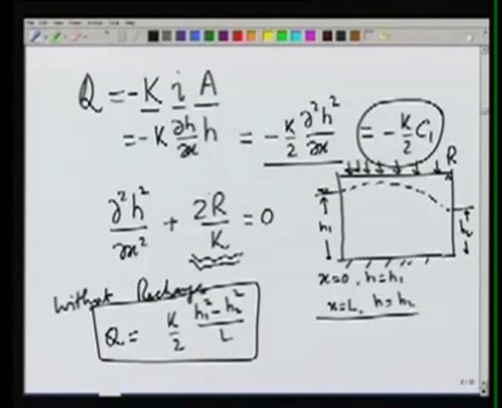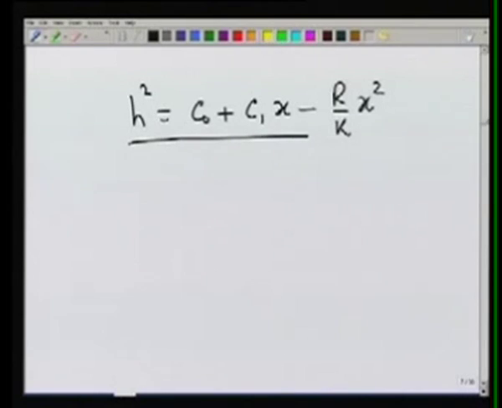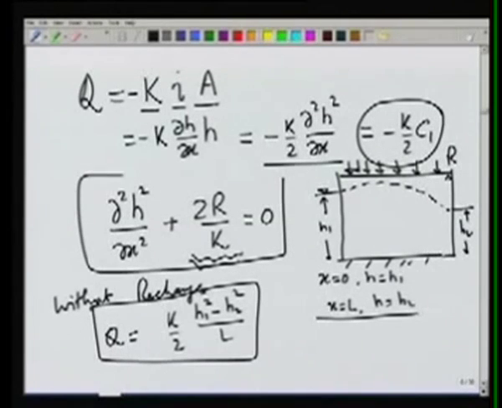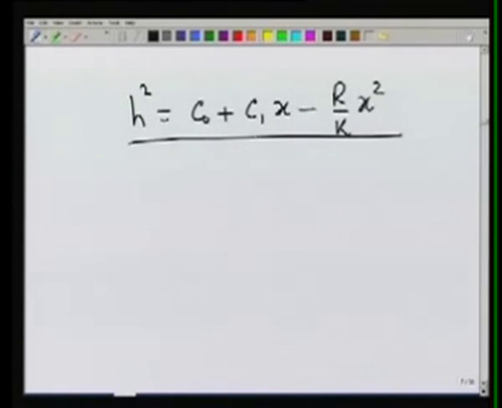With recharge we have to add this 2r by k term, and then we can solve the equation in a similar form in which h square will be C naught plus C1x minus r by k x square. Now this comes again by solving the differential equation which we had written here. And applying the boundary conditions, we can obtain the value of C naught.